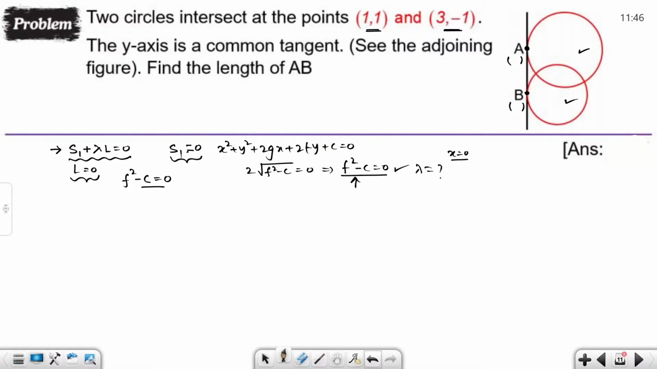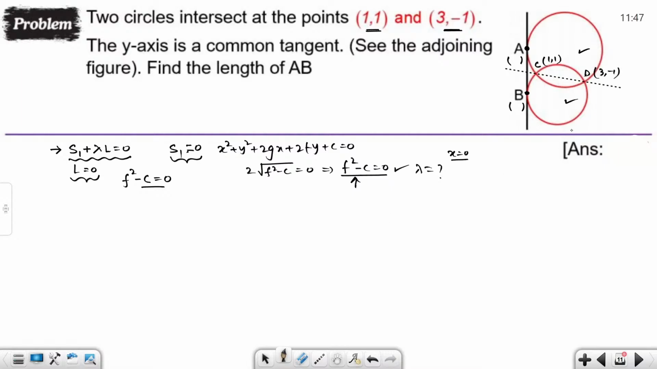So now we will try to apply some other method to solve this problem. What I will do is, I will simply draw its common chord. This is the common chord, right? Let me say this common chord is intersecting the two circles at C and D. The coordinate of C they have given is (1, 1), and the coordinate of D is given (3, -1).